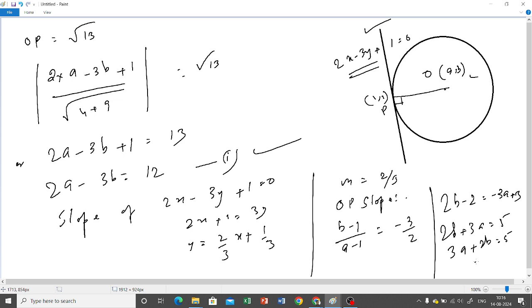If you solve these two equations, you will get a comma b. Once you get a comma b, it is very simple: x minus h whole square plus y minus k whole square is equal to r square.